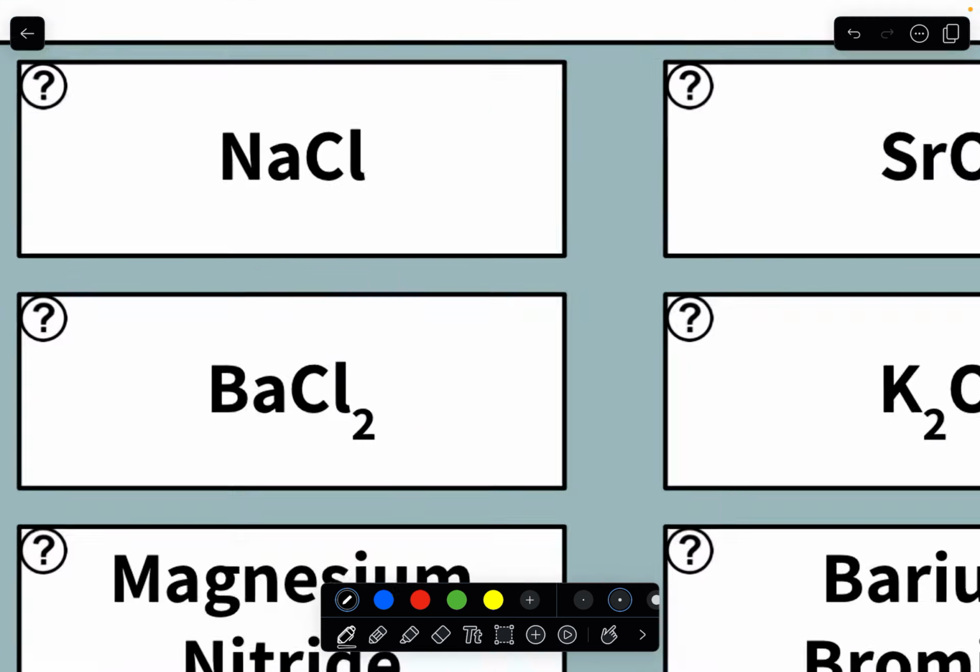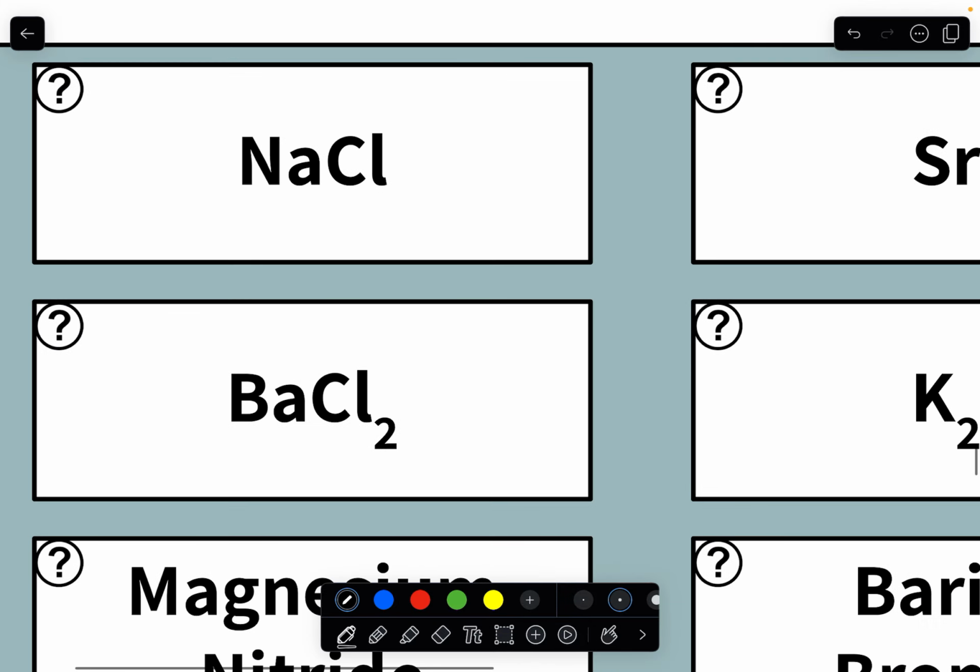Okay, so this first one, NaCl, right, following the steps. The first step is to determine if it's ionic or covalent. Sodium's on the left side of the periodic table, chlorine's on the right side, right? So if we have both sides of the periodic table, this is a metal and a non-metal. So this is going to be ionic.